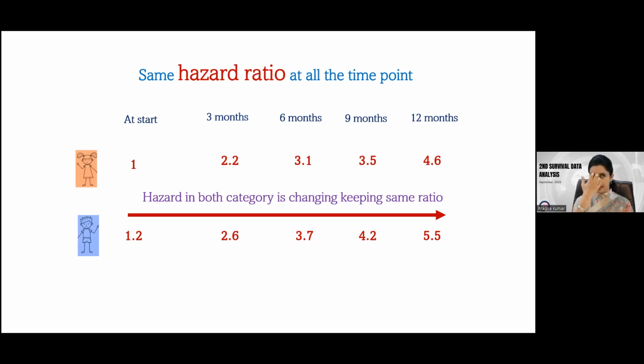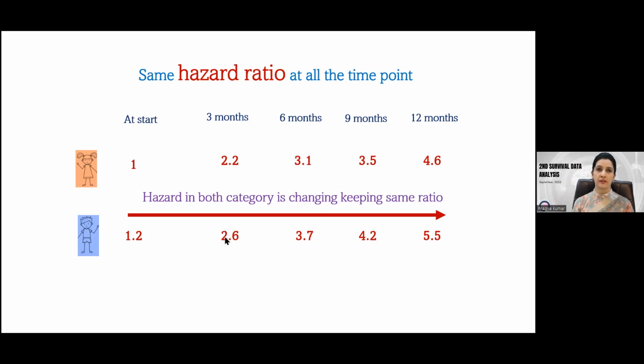So in this case, if I write here, like you can see at the start, the hazard ratio in female is 1 and in male 1.2. So the hazard ratio is 1.2 if I take the female as a reference and I want to describe the hazard ratio in male. So what is the hazard ratio here at 3 months?